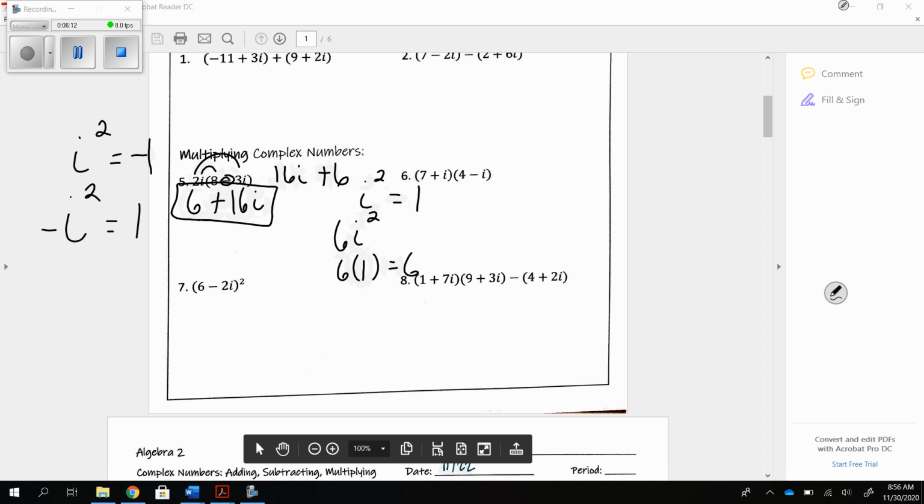Okay? Finish the worksheet by yourself. All right, upload it when you're done. Let me know if you have any questions. Rewatch the video. Again, adding and subtracting is really easy. You're just combining like terms. When you're multiplying, if you have the calculator, use it for all of it. Type it in exactly how you see it. Use parentheses. All right, if you don't have the calculator, you can do it by hand. It's not that bad.